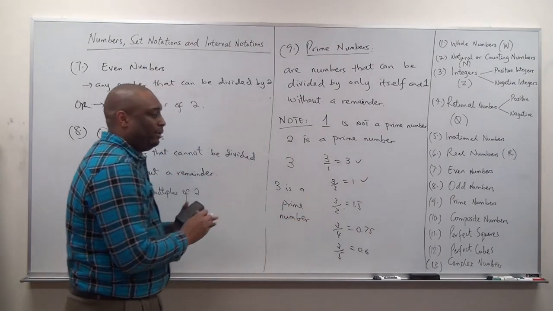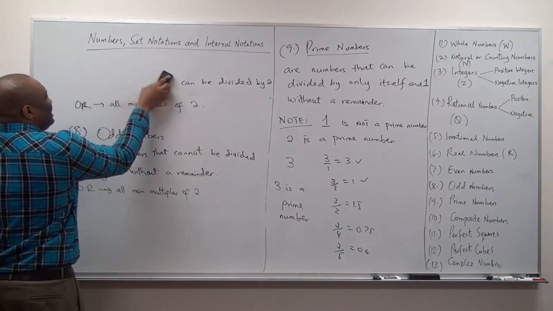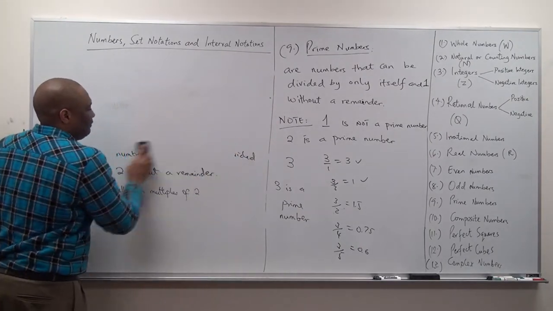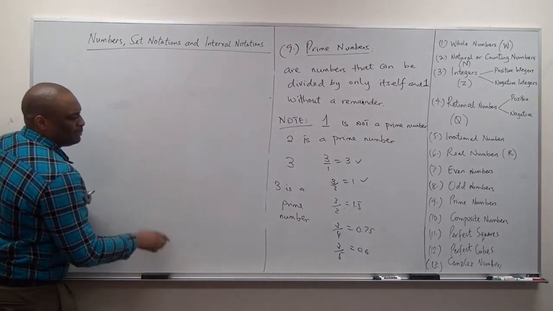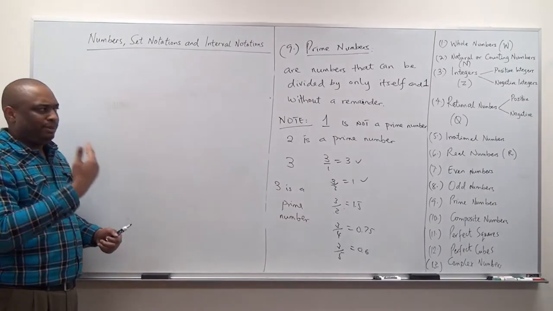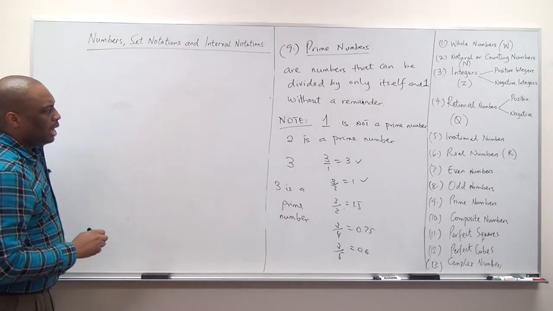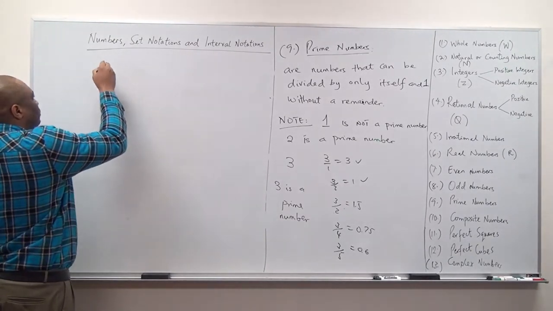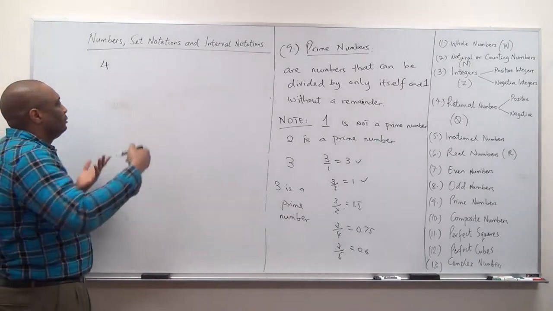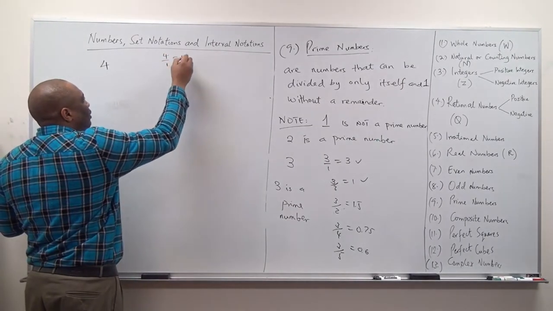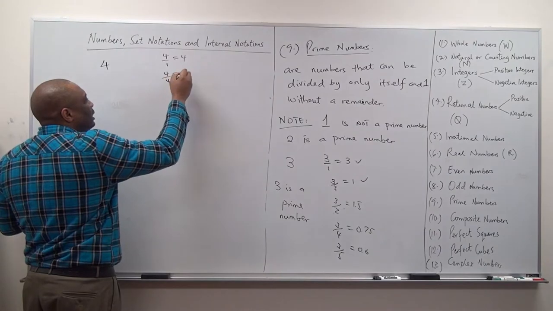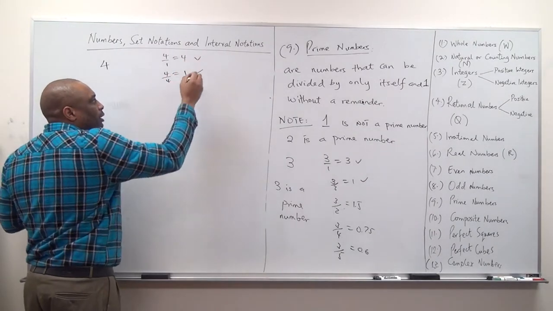I would like you to pay great attention to this, because it's important. Students find it difficult, and why I'm spending more time on this is because you need it. 4, let's look at 4. Let's see whether 4 is a prime number. Okay, 4 divided by 1 is 4, good. 4 divided by 4 is 1, that's good.